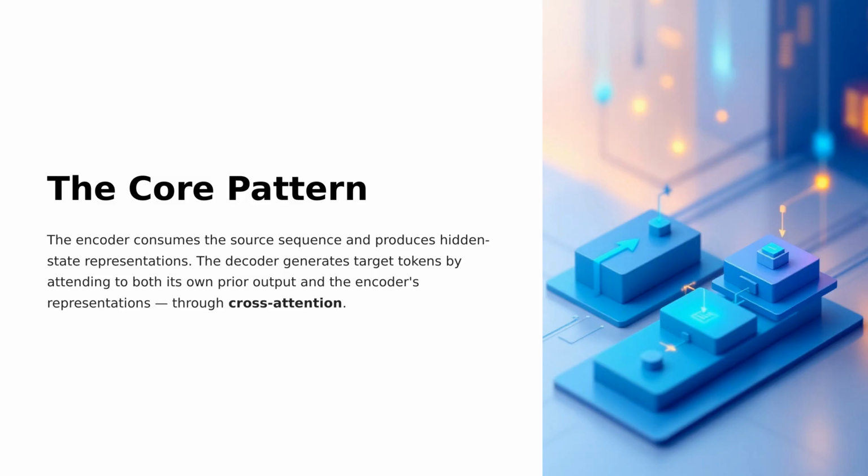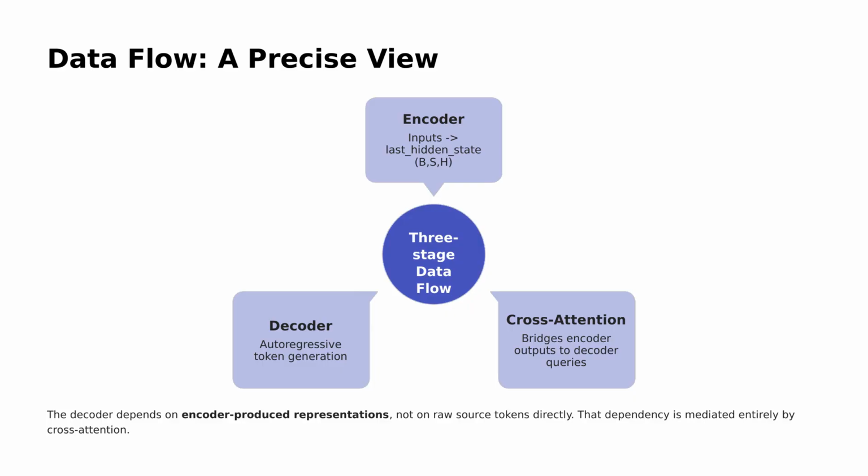At the core, this pattern has two parts, an encoder and a decoder. The encoder reads the source sequence and turns it into hidden state representations that capture its meaning. Then, the decoder generates the target sequence one token at a time. As it does that, it looks at its own previous outputs and also attends to the encoder's representations through cross-attention. So each new token is guided by the source.